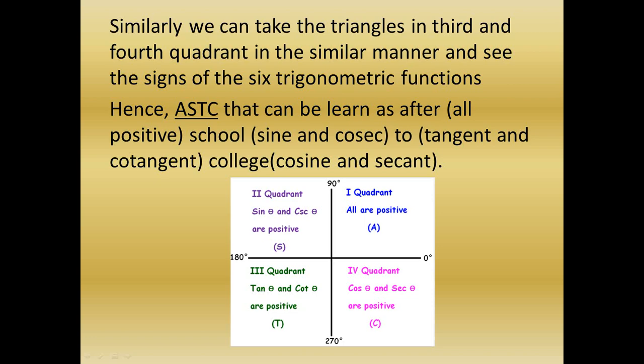Second quadrant sine and cosec are positive, rest all are negative. Third quadrant tan and cot are positive, rest all are negative. And in the fourth quadrant cos and sec are positive, rest all negative. So in order to learn, I can remember it by a trick, ASTC, which means after school to college.